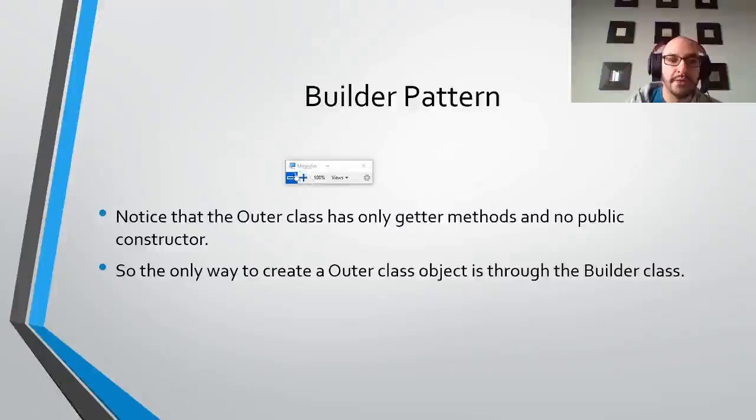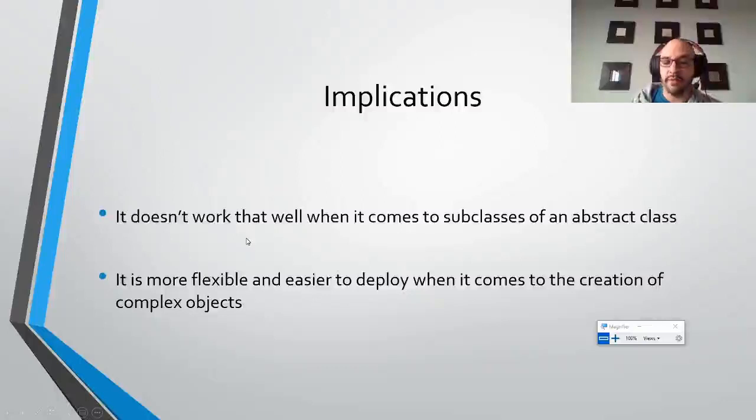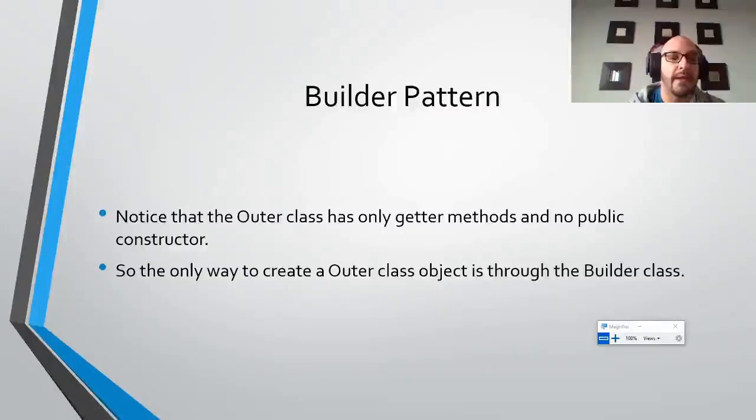Now, notice that the outer class has only getter methods and no public constructor. We've discussed that already. And that there is no way to create an instance of the Visa class, the outer class, without the builder. So that's why we made the Visa constructor private. So I cannot go and say Visa myVisa equals new Visa. I need to do it through the builder.